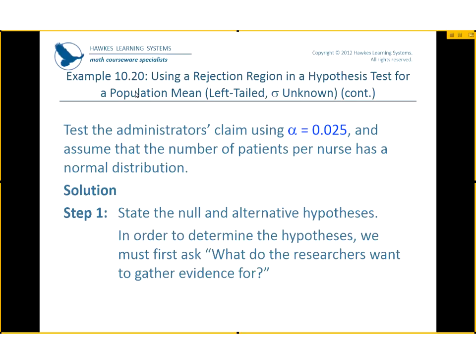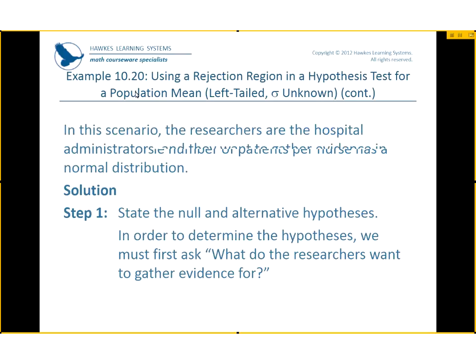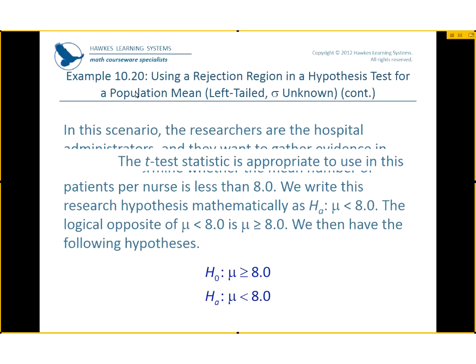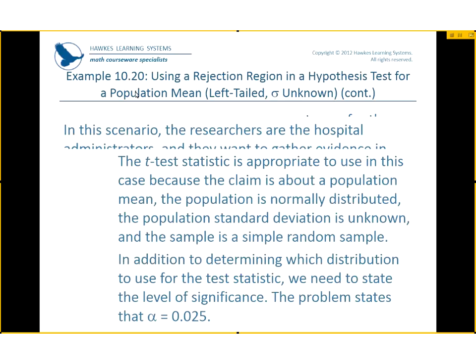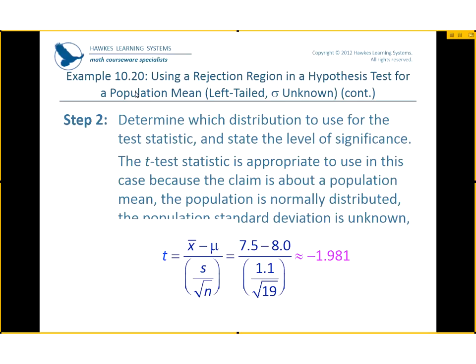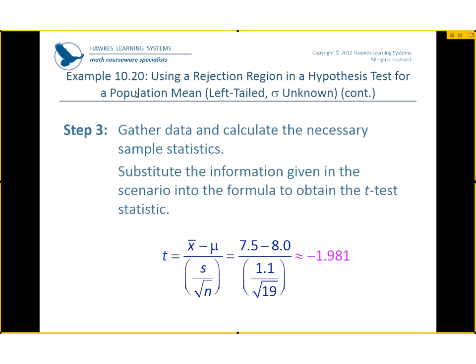Now the first thing we have to do is state the null and alternative hypotheses. The researchers are gathering information about the mean number of patients per nurse. So the alternative is the mean is less than 8, because that's what the hospital administrators believe. The null hypothesis is the mean is greater than or equal to 8. Now we're going to determine the test statistic and state the level of significance. We know the level of significance is 0.025.